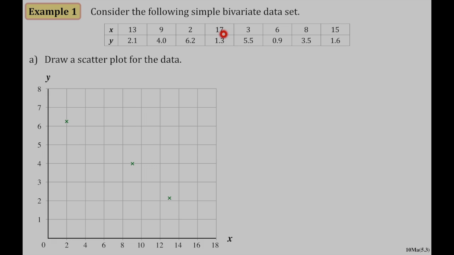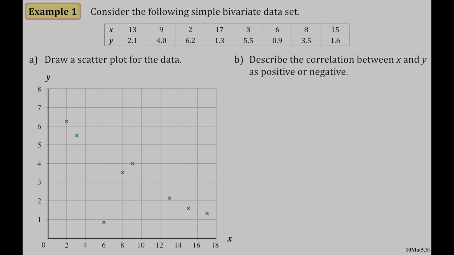Next one, out 17 and up 1.3, there's my cross. Then we go out 3, up 5.5, put my cross. Then we go out 6 and up 0.9, put my cross. We go out 8 and up 3.5, put my cross, and we go out 15 and up 1.6, and we put our cross. And we have finished our scatter plot.